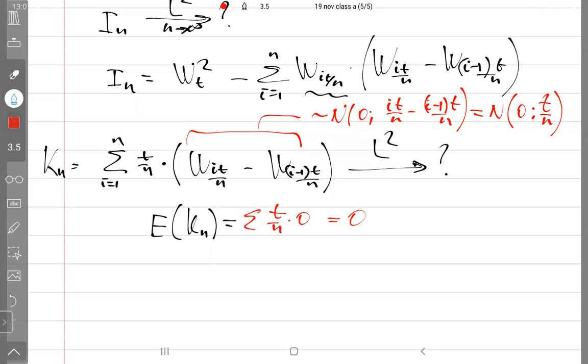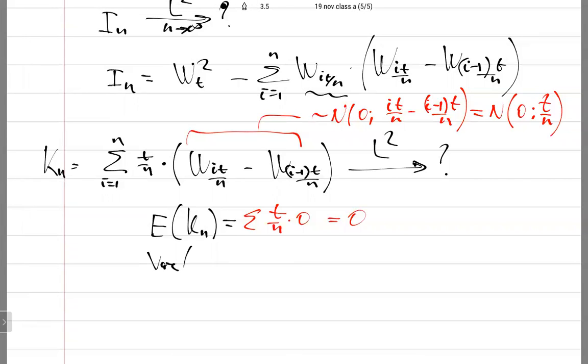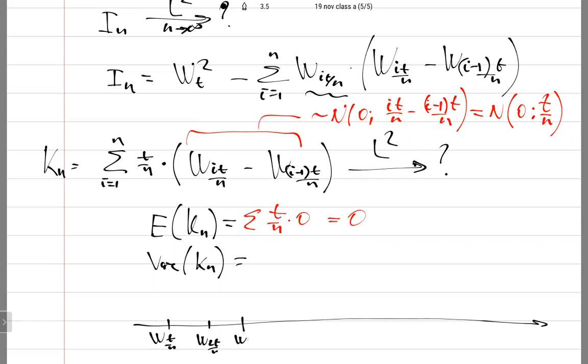What is the variance? The variance of a sum is the sum of variances plus covariances. But these deltas are independent. Why are they independent? Because if I draw, let's imagine, I have W(t over n), W(2t over n), W(3t over n), W(4t over n).